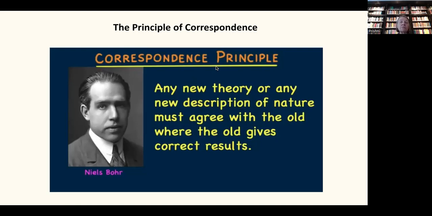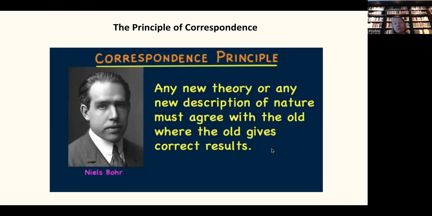And Niels Bohr saw right away that theory can get ahead of itself and actually wind up in the land of fantasy if it's not tied down to observation. So from the get-go with his researchers, he crafted this correspondence principle: any new theory or any new description of nature must agree with the old where the old gives correct results. In other words, you can't just take your theory and run away with it into fantasy land. You have to tie it down to the old theory. Correct results means it agrees with observation. So when your old theories agree with observation, you have to agree with the old theory.